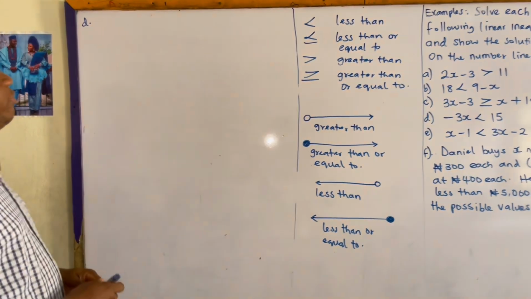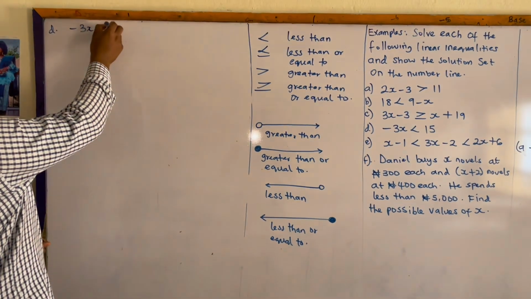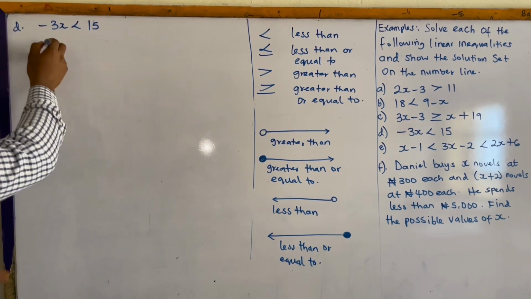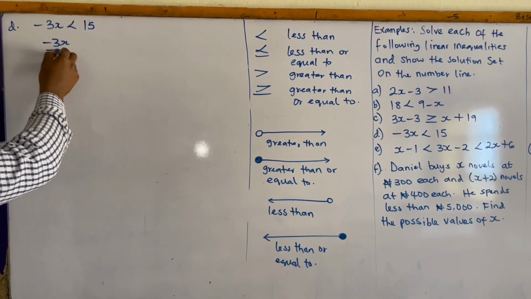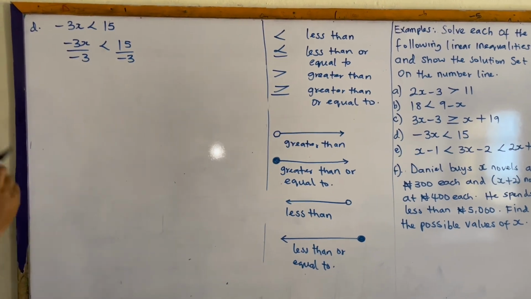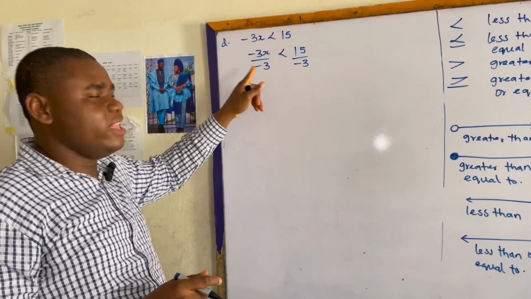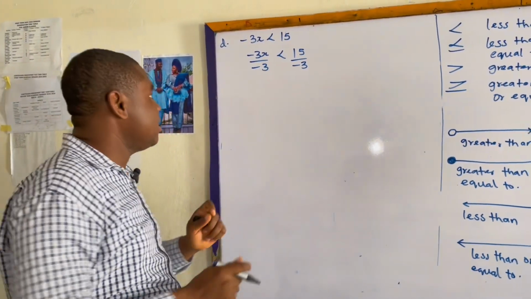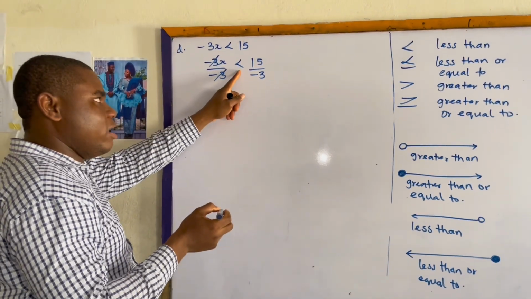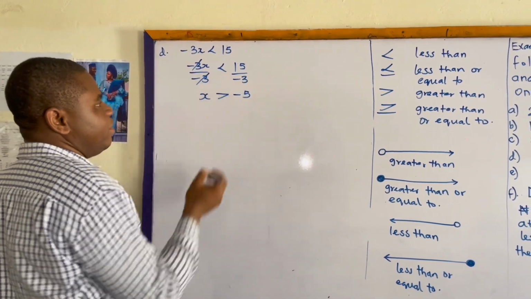Okay, for the fourth example, we have minus 3x is less than 15. So we are going to divide both sides by minus 3. So minus 3x divided by minus 3 is less than 15 divided by minus 3. One thing you should note is that if we divide any inequality by a negative number, automatically the sign changes. So in this case now, this is off, so I have x. This will not be less than any longer, it will be greater than minus 5.